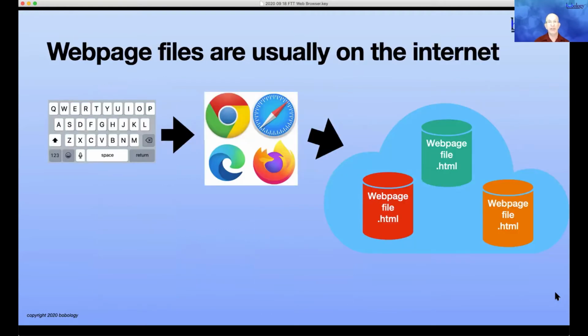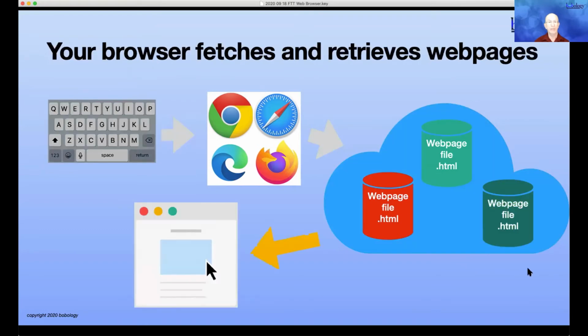What happens is that web pages are not usually on your computer. They're usually somewhere on the internet. So when you type something on your keyboard and you're using your web browser and you're using the search bar to type something in, your web browser goes out to the internet, makes a request, finds the web page file for you, and then brings it back and displays it on your computer. And it happens in less than a second or two. And so it's just like a miracle of technology that people have invented this.